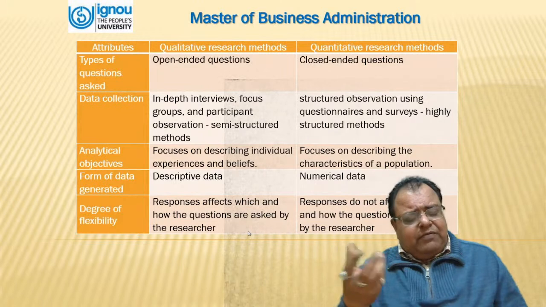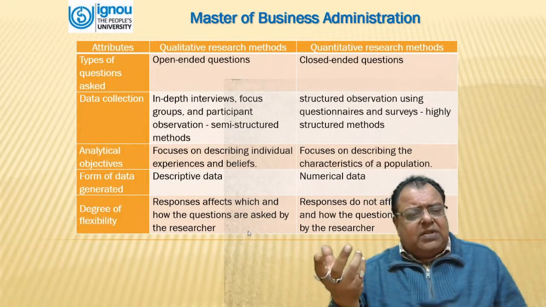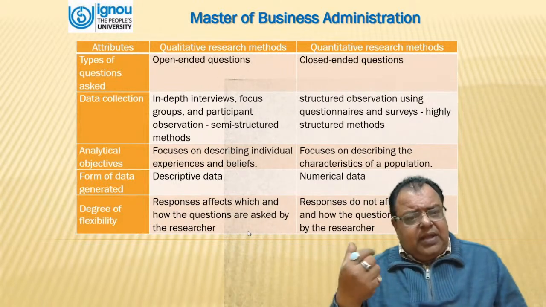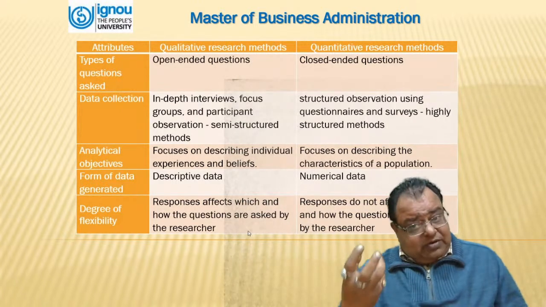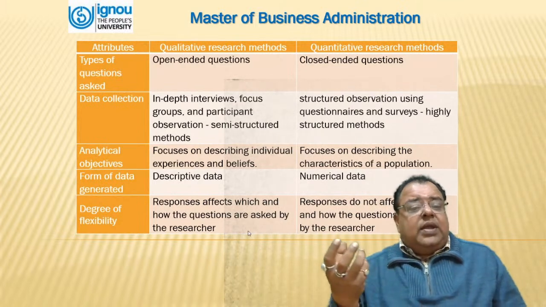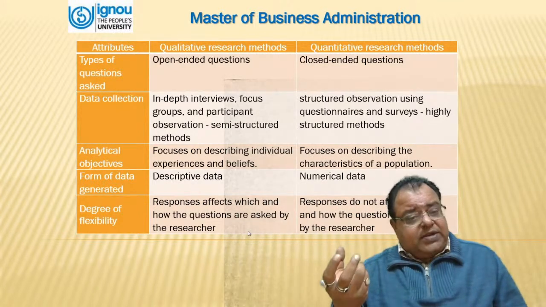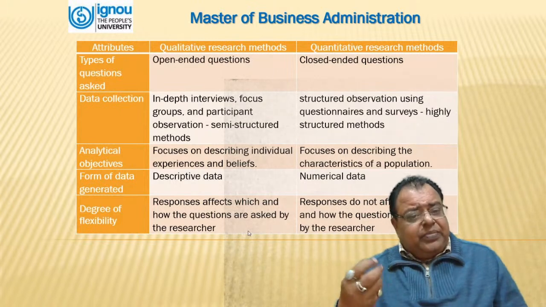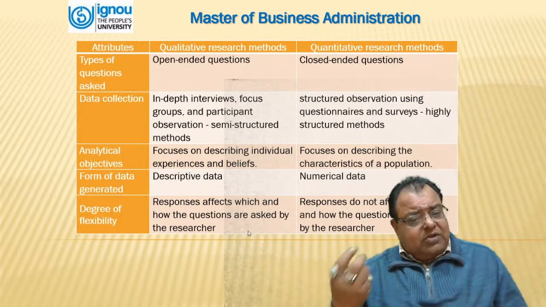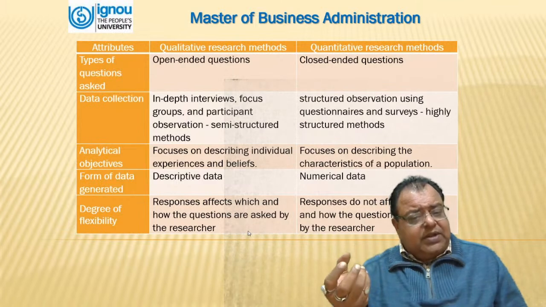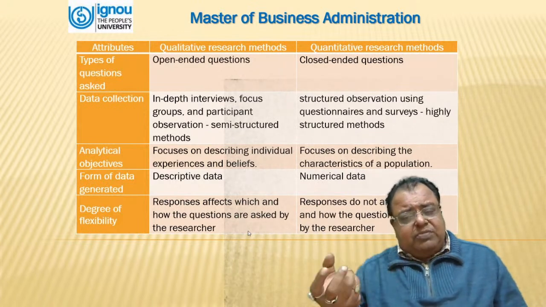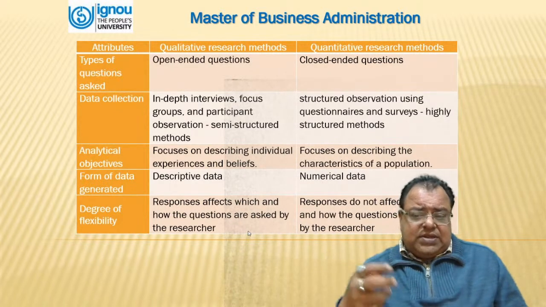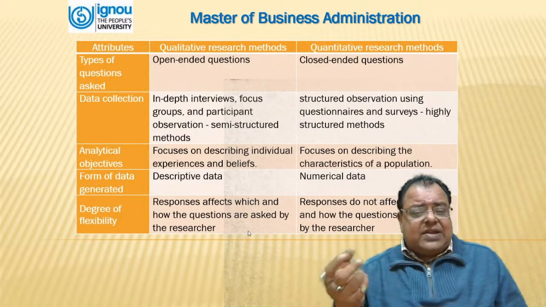Now, the basic comparison starts with what type of questions are asked. In qualitative, it is open-ended questions, whereas in quantitative, it is closed-ended questions. Second one is data collection. It is done through in-depth interviews, focus groups, participant observation, and semi-structured methods, whereas in quantitative research methods, it is structured observation using questionnaires and surveys, which is a highly structured method.